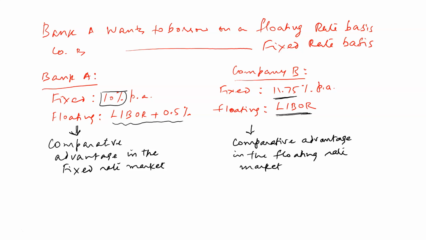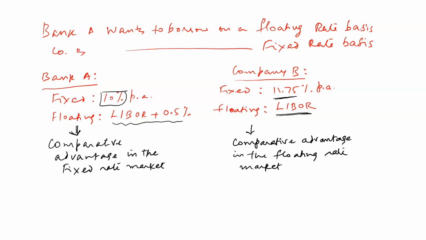We can say that a mutually beneficial swap can be constructed by asking Bank A to do what it is good at doing, that is, to borrow from the debt market at a fixed rate. And we can ask Company B also to do the same thing, that they should do what they are good at doing. That is, they should go ahead and borrow from the floating rate market. And after they have done so, then they can swap their liabilities.